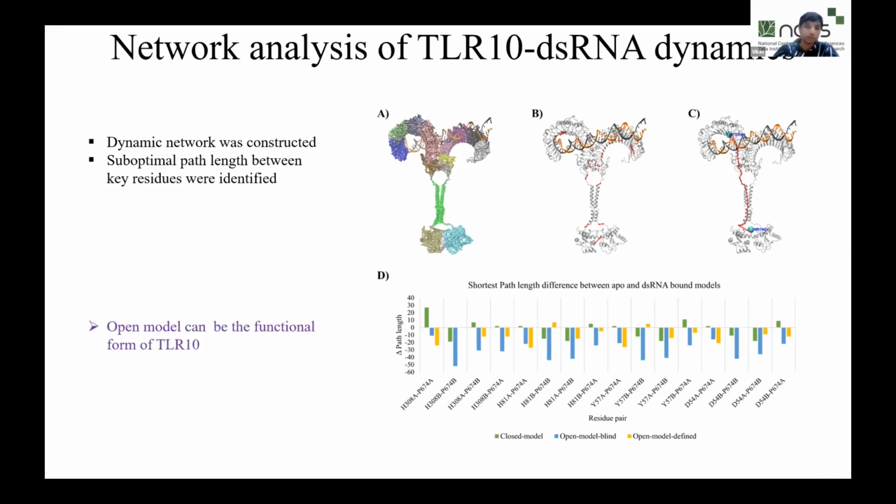Through this analysis, we can hypothesize that the open model can be the functional form of TLR10, as the signal propagation becomes more efficient upon RNA binding, while the closed form model can be the inactive form, even though it is energetically more favorable, simply because the template used for modeling the closed form has been experimentally validated to be the inactive form. So this is what we are proposing for the TLR10 full-length model.